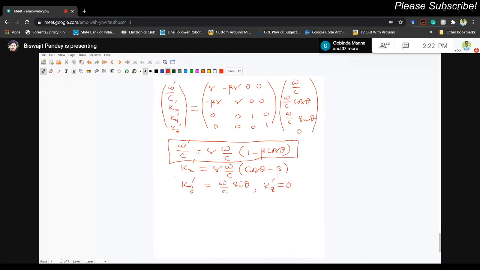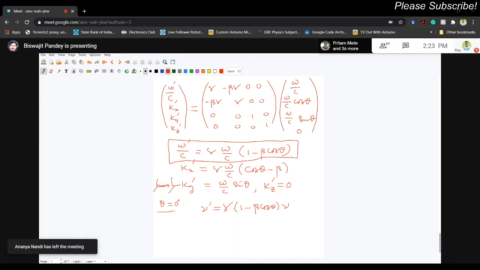So for example, as I told you, suppose I take a particular case where theta equal to 0. Theta equal to 0 means this is one frame, this is another frame, right? The photon is moving with no angle along the x-axis. So in that case, if theta equal to 0, what will be the frequency? Nu prime, the frequency of the light in this moving frame, equals gamma into 1 minus beta cos theta times nu, the frequency in the unprimed frame.